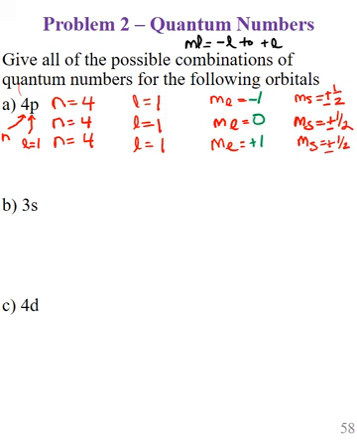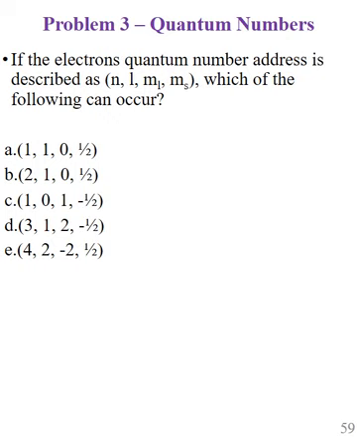I want you to do the next two, 3s as well as 4d. Here's a third problem involving quantum numbers. If the electron's quantum number address is described as n, l, m sub L, and m sub s, which of the following can occur? I want you to do this problem. I'm going to give you a hint, and I'm going to say that only 2 can occur.